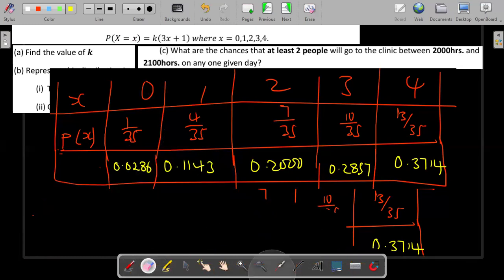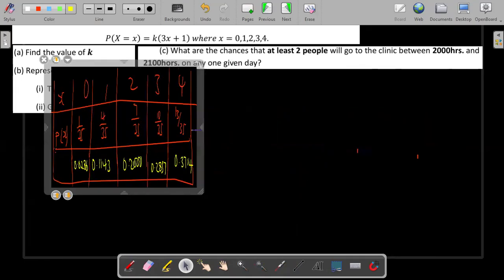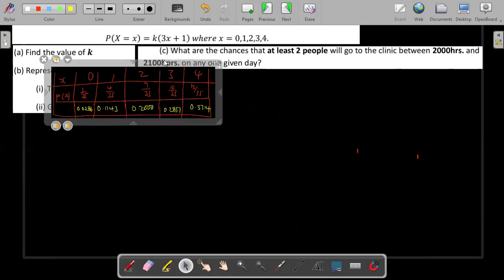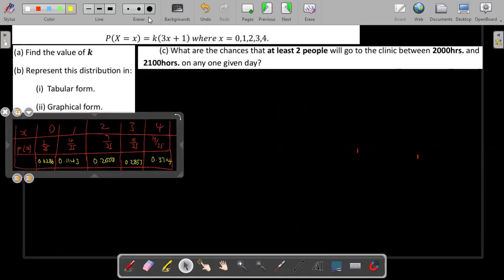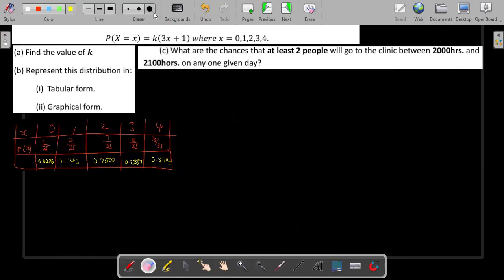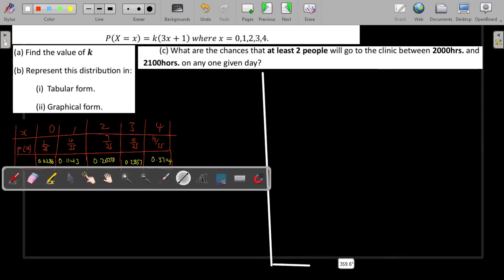Then we can erase this, so that we are able to move this here. We can make it small like that. So this is the distribution in tabular form, and then we can use it to find the graph form. So I'm going to draw a bar graph. This will be the y-axis, and this here will be the x-axis. So that's what we have.